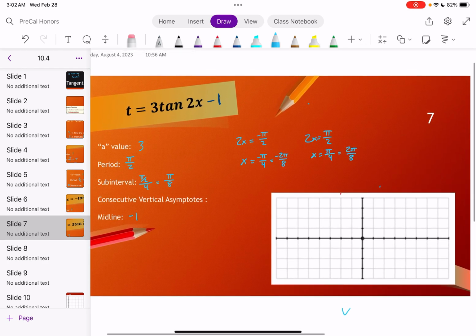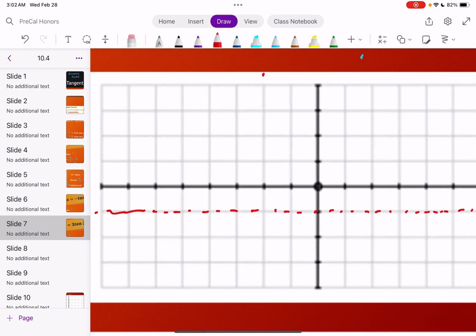As we start graphing our lines, we're going to first start off with our midpoint, our midline, dotted line going across the -1. We go ahead, set up our intervals of negative 2 pi over 8, negative pi over 8, 0, pi over 8, 2 pi over 8.